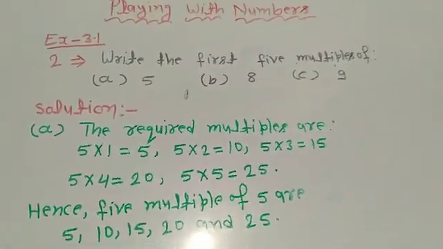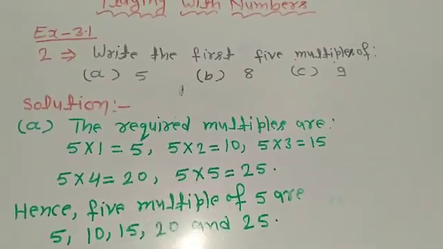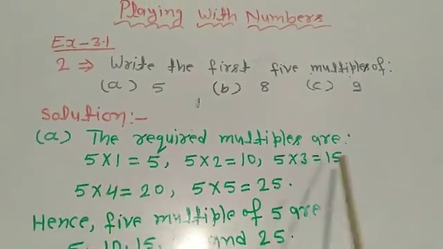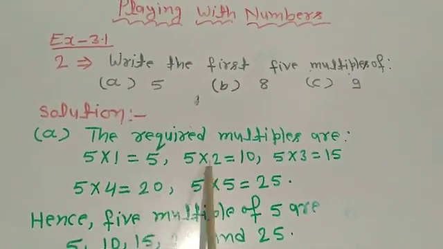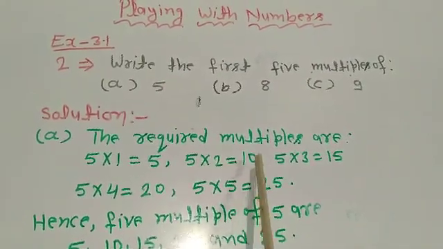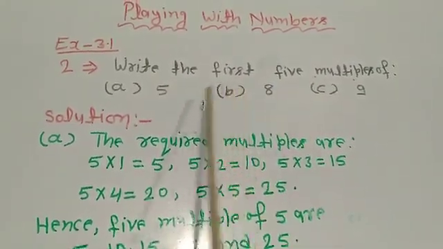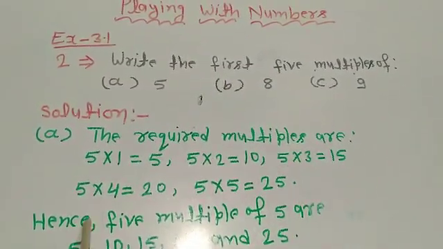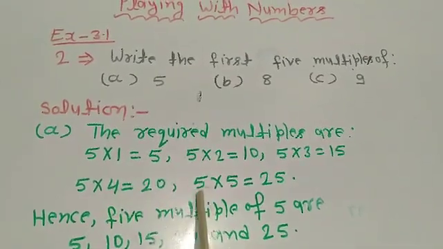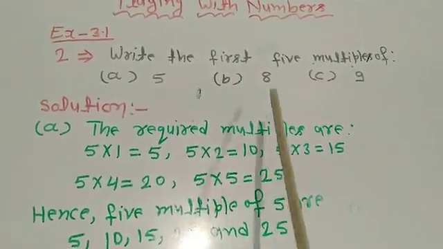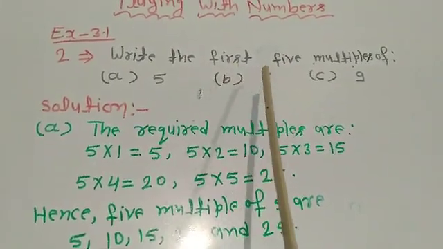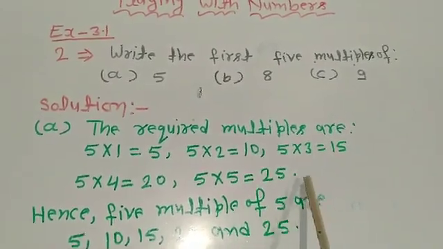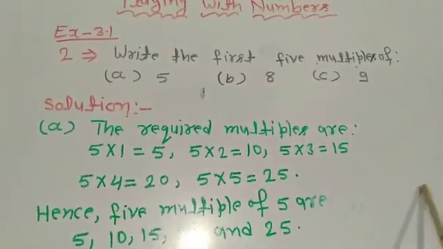So here, 5 multiples means 5 × 1 = 5, 5 × 2 = 10. The required multiples are 5 into 1 is equal to 5, 5 into 2 is equal to 10. First 5. Okay. So 5 into 3 is equal to 15, 5 into 4 is equal to 20, and 5 into 5 is equal to 25. If a question asks for 6 or 7 multiples, after this we multiply 5 into 6 is equal to 30, 5 into 7 is equal to 35.